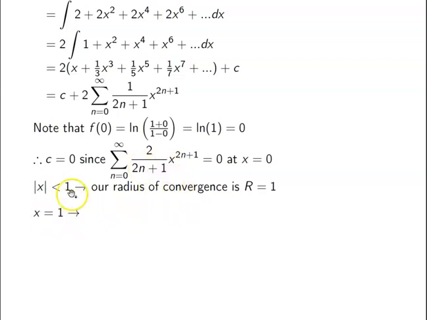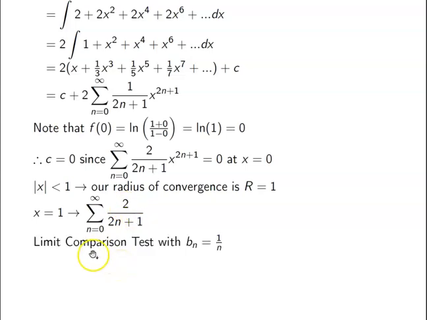Okay. Looking at the endpoints, right? We should always be checking our endpoints. If I check 1, I'm going to have the series 2 over 2n plus 1. This is just going to be 1, so that whole thing goes away. So what does this do? Well, we'd have to check, right? It's not geometric. It looks kind of harmonic in nature, so it probably diverges would be my guess.